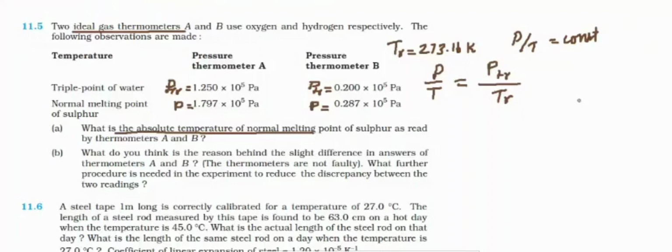P by T is equal to, means the ratio of pressure and temperature at a normal melting point is equal to PTR divided by TR, the ratio of the same at a triple point. So now what are the quantities given there? P is there, PTR is there, TR we know, so that T can be calculated. And using this formula, you need to calculate the value of T for two cases. One is for hydrogen and other one for oxygen.